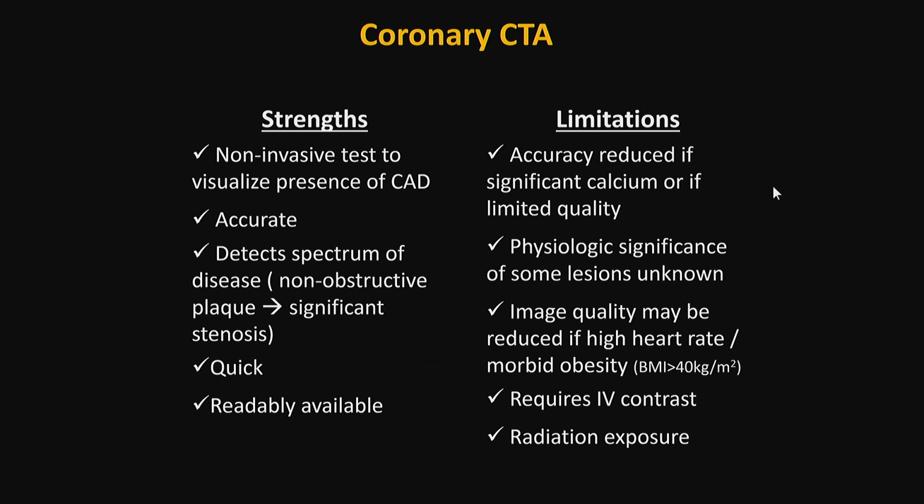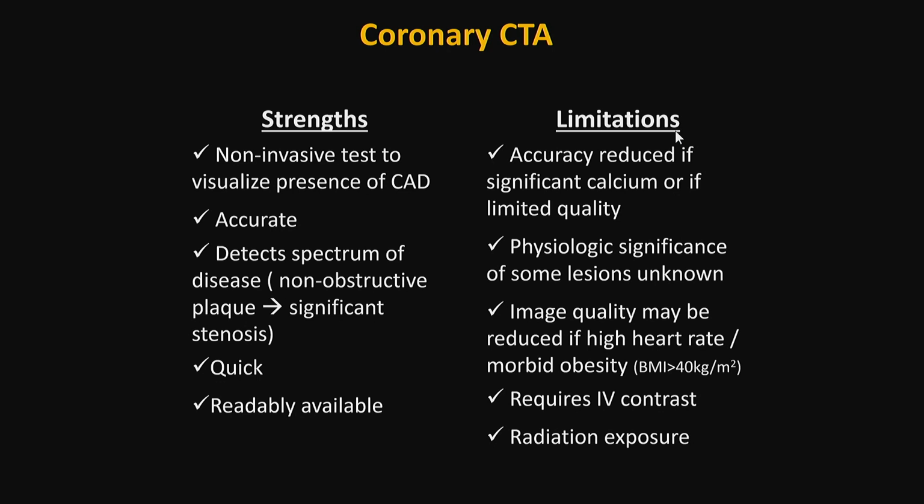So in this slide here, I summarize some of the principles we discussed, which are the strengths and limitations of coronary CT angiography. The strengths are that CTA can detect the presence of CAD, but also identifies a whole spectrum of disease ranging from non-obstructive plaque to significant stenosis. CTA is a very rapid exam. It is readily available now in many centers.